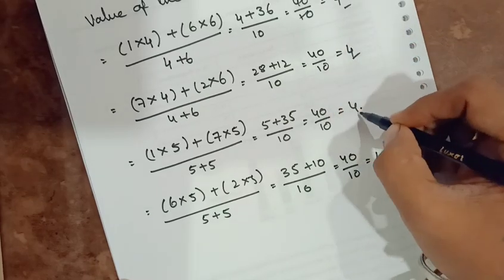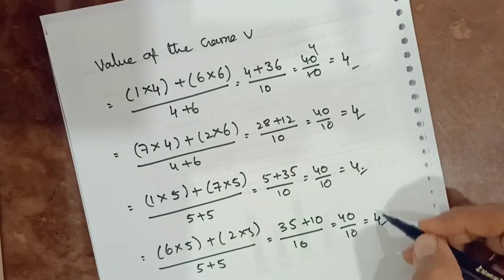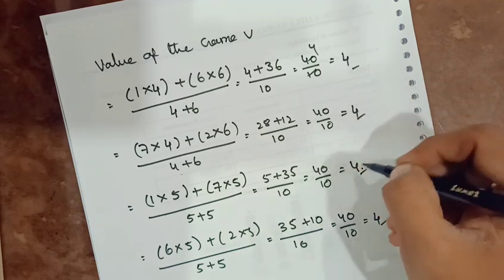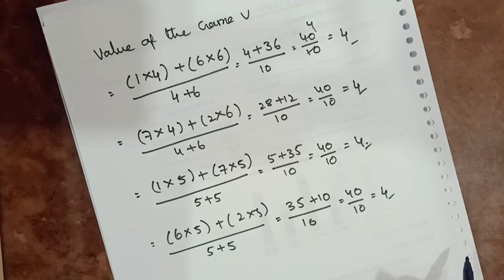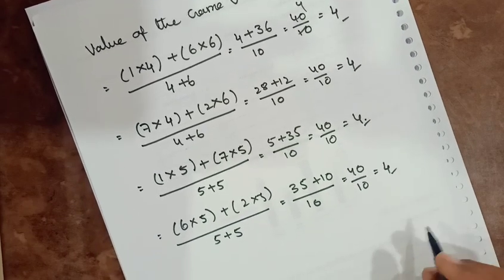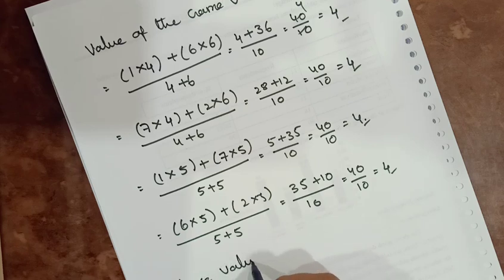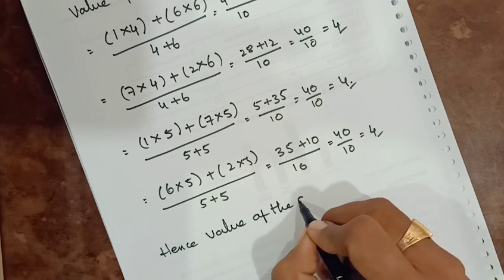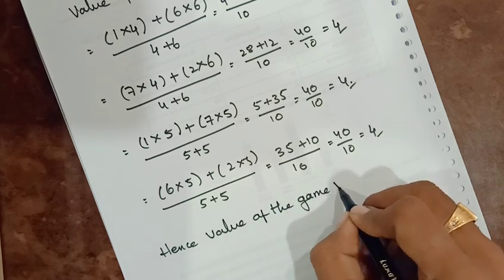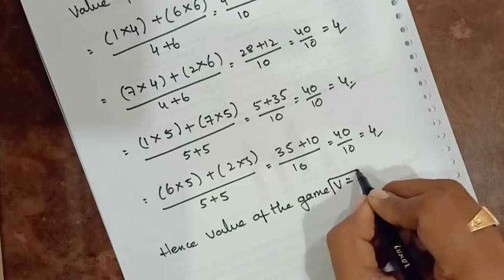So in all the cases we should get 4. If we get any other value, then you made a mistake somewhere. So hence the value of the game V is equal to 4.